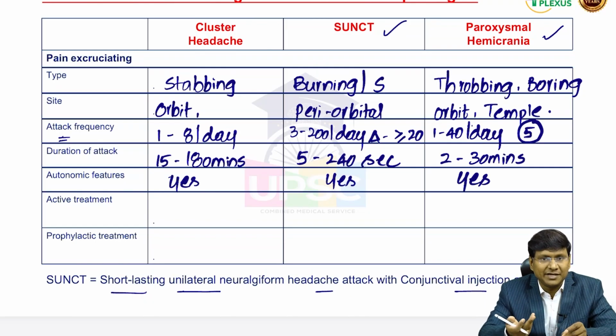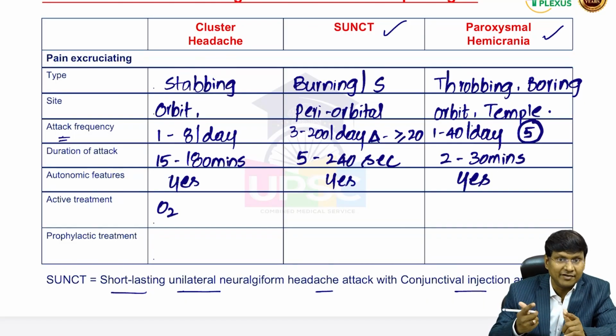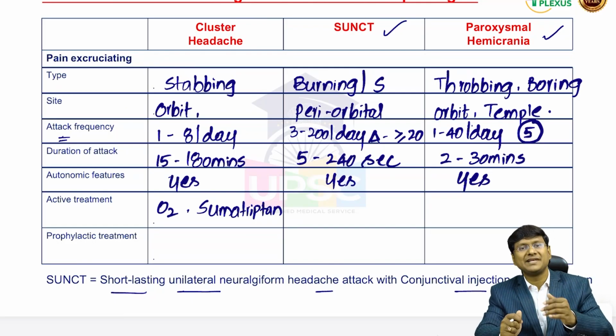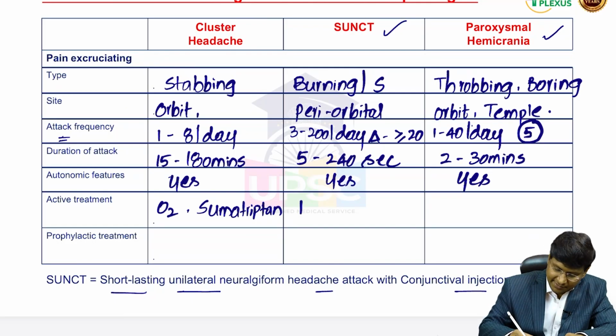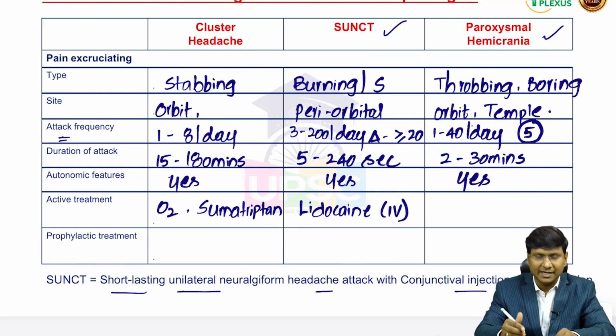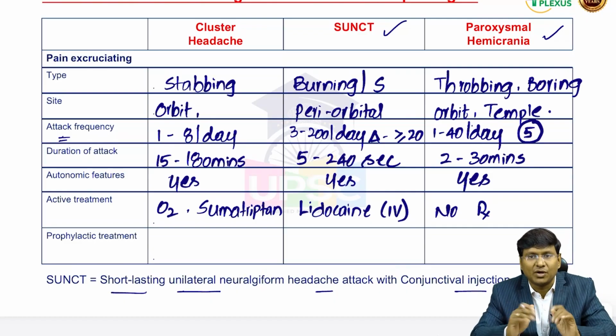And what about the active treatment? In case of the cluster headache, one is the oxygen inhalation, that is high flow oxygen, and along with that the drug will be sumatriptan, right? Whereas in case of SUNCT, the drug of choice will be lidocaine, and what is the route of administration? It is the intravenous route. And in case of paroxysmal hemicrania, there is no effective acute treatment.